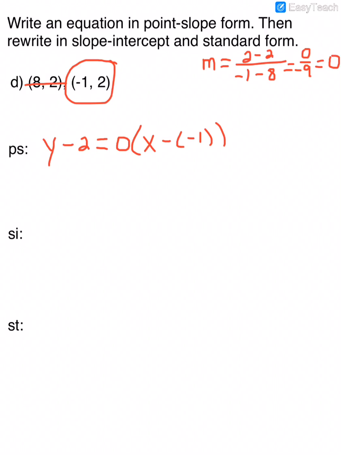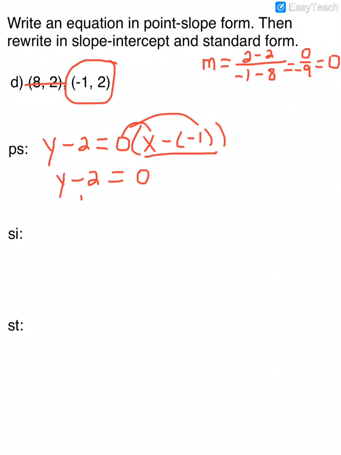Okay, so if I simplify this, I get y minus 2 equals, well, 0 times all of this, 0 times anything would just be 0. So I have y minus 2 equals 0, and that's, like I said, if I simplify that, that's what I get. So that would be my point-slope form.